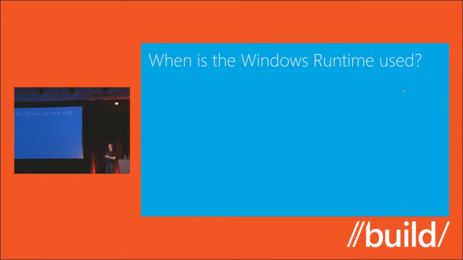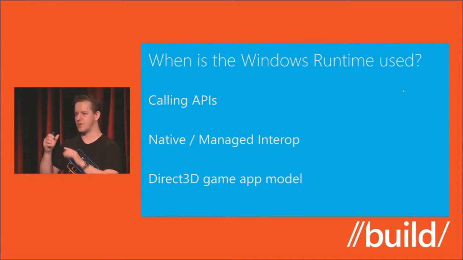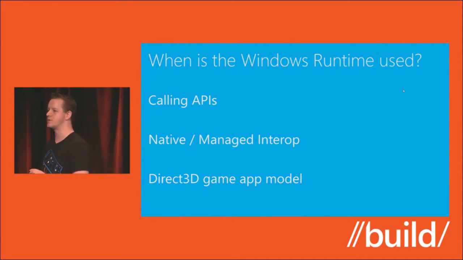When do you use the Windows runtime? Well, three places. Firstly, if you're calling Windows runtime APIs, you're obviously using it. If you're doing native and managed interop on the phone, you use Windows runtime. And lastly, if you're doing a direct 3D-based game, like the one we showed with the spinning cube, that's also bootstrapped with a Windows runtime application model.